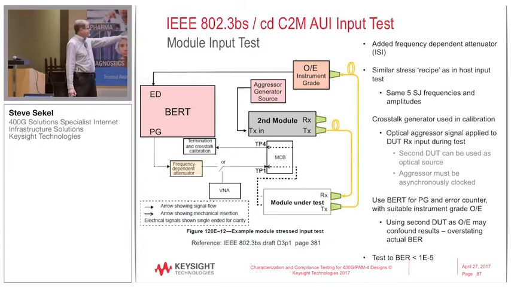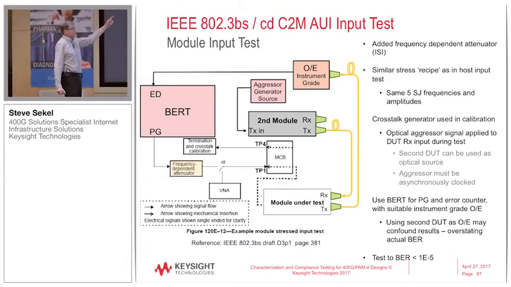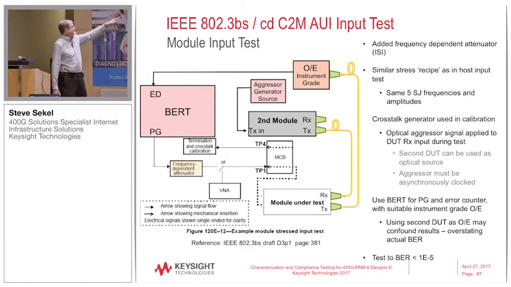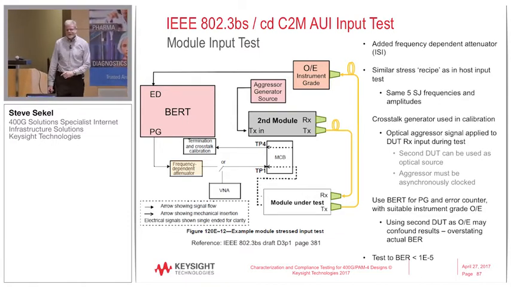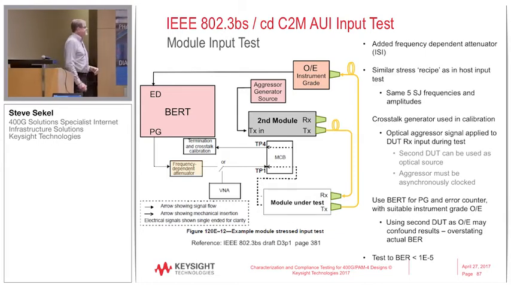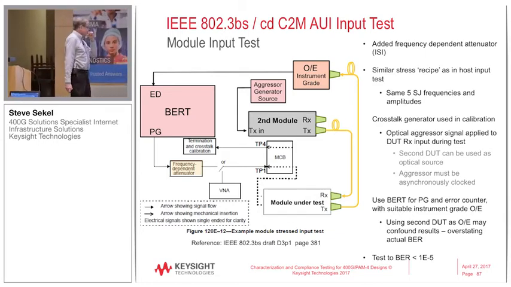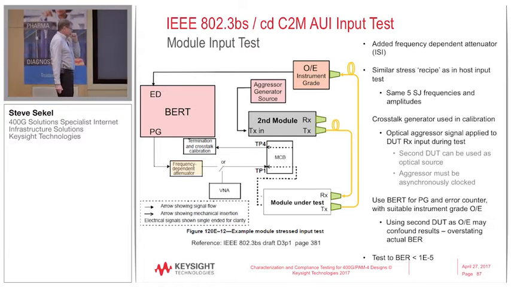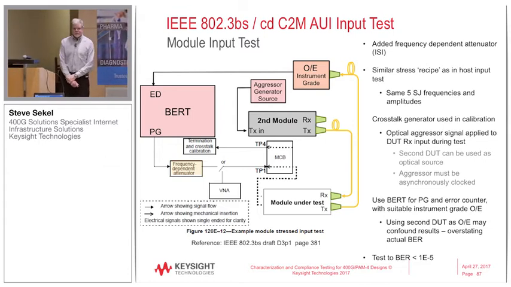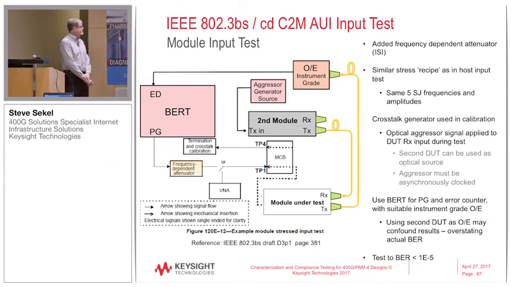So what you really need to do is take the optical signal out and go into an instrument quality O to E converter, and then take that electrical signal out and go into the error detector of the BERT. Okay, and then the test limit, once again, is 1E minus 5. Simple BER measurement, nothing complicated with SNR and NAT.